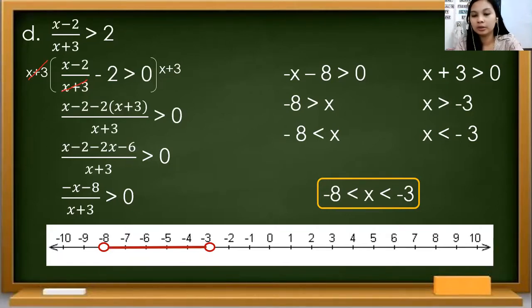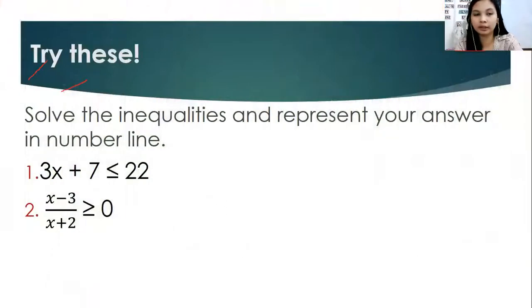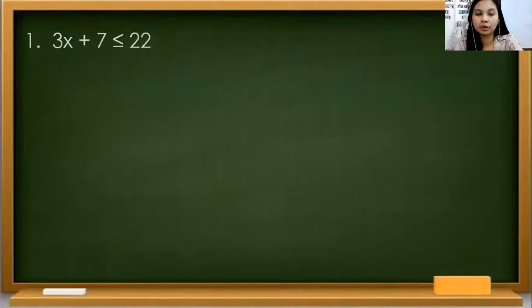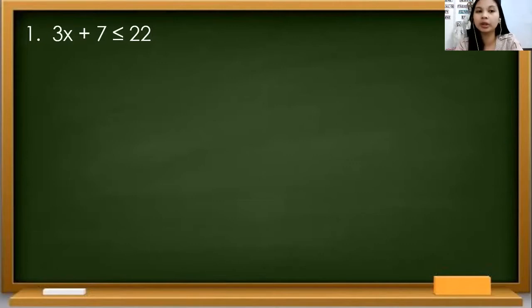Okay? So, next. Ayan. Tanggalin lang natin yung ating drawing. So, ito po, solving inequalities and represent your answer in number line. So, ito na yun. Example ko na lang din siya. So, ito siya. 3x plus 7 less than or equal to 22. So, dito, madali lang siya kasi wala silang denominator. And then, ayun, lahat sila whole number.